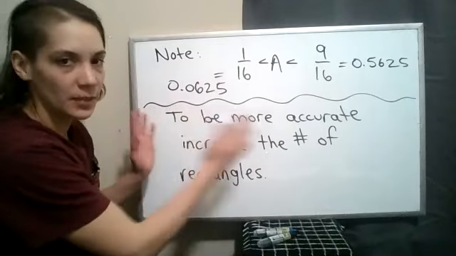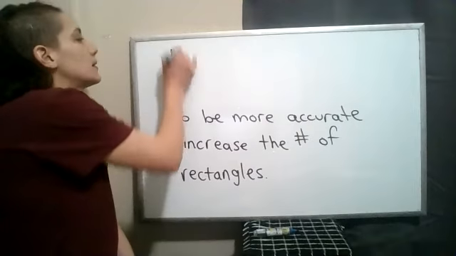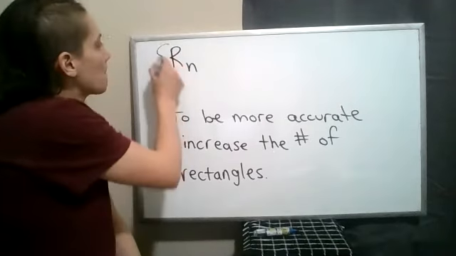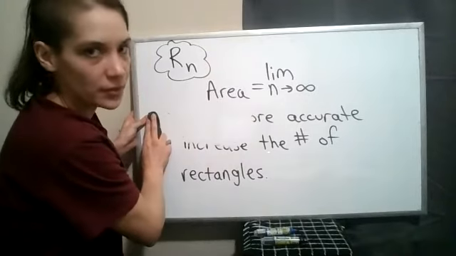And as I mentioned before, we're mostly going to work with right-hand endpoints. So for this one, I'm going to jump straight to when you look at right hand, which is R sub n. And that area is exactly equal to the limit as n goes to infinity of the sum of all of those rectangles.